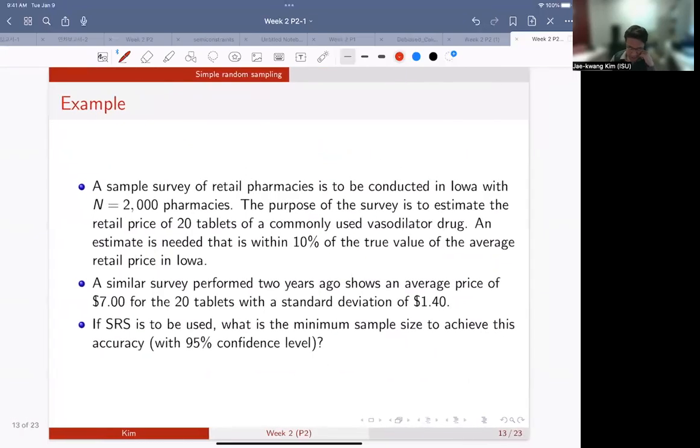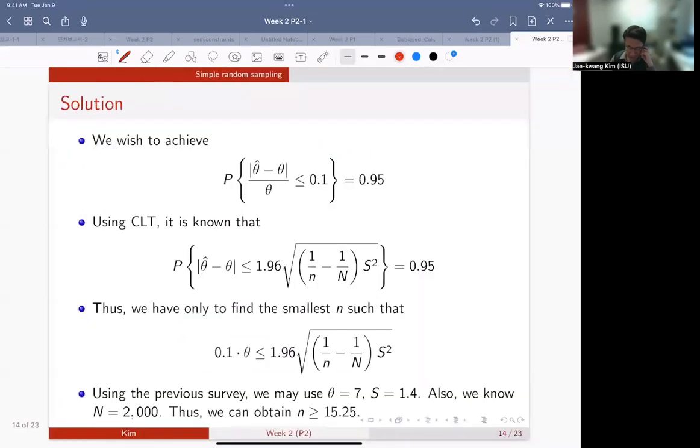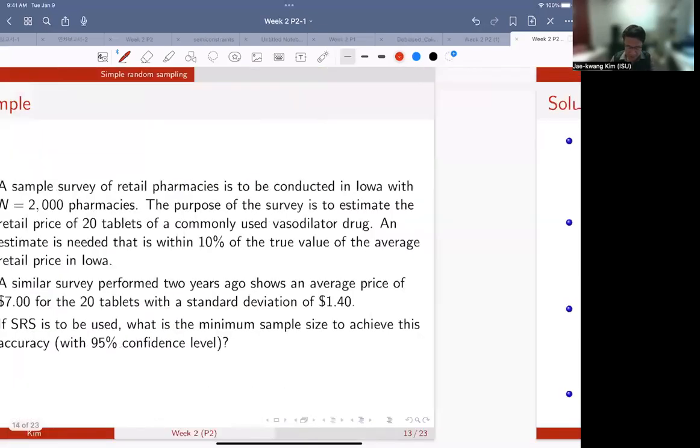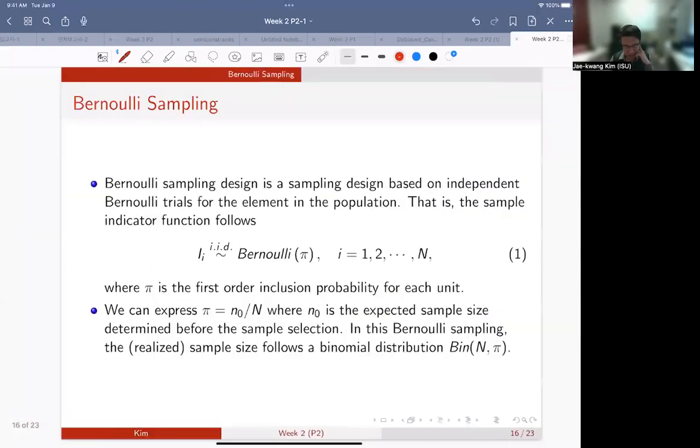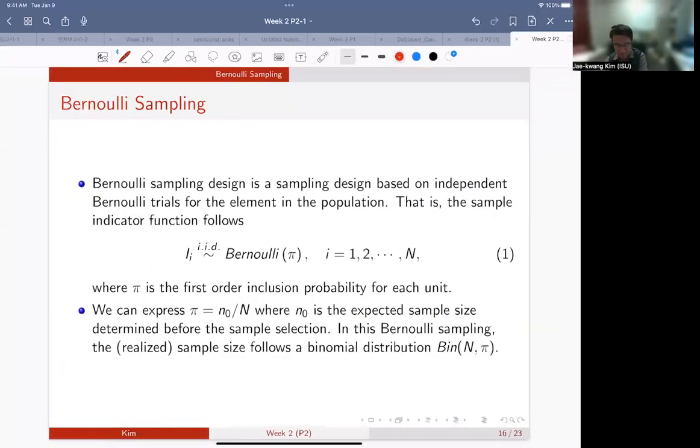So you can read it. I will skip this part, and just read it if you are interested. And I will move on to Bernoulli sampling. So in Bernoulli sampling, the feature is that, in unequal probability sampling, no, sorry, non-without-replacement sampling. So, without replacement.